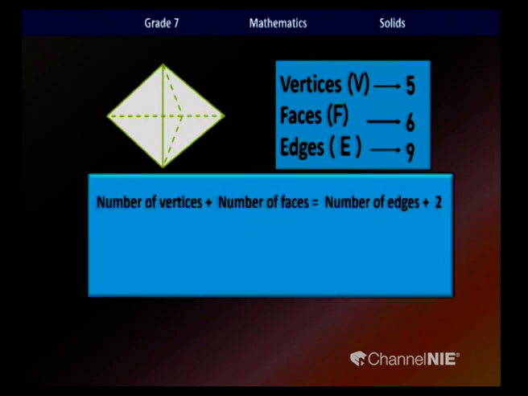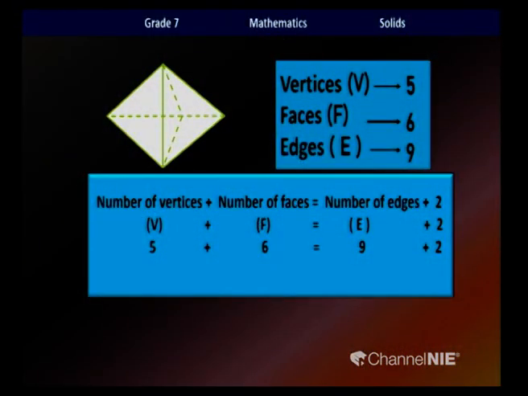Therefore, I am going to check whether this composite solid fulfills the Euler's relationship or not. We will see. Once again, the Euler's relationship is number of vertices plus number of faces equals number of edges plus 2. So, we will quickly put the data into this Euler's relationship and check whether it fulfills it or not. Right, number of vertices is 5, number of faces is 6, number of edges is 9.